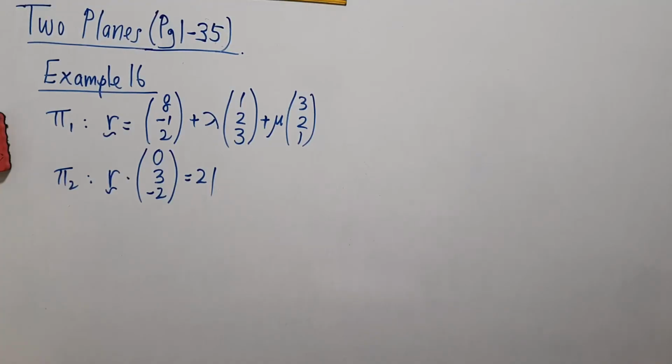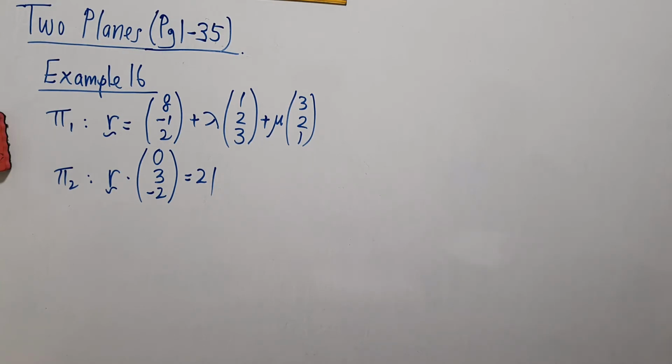In example 16, we are again presented with two equations of two planes. This time round, the first equation is expressed in the parametric form, and the second is in the dot product form. And in this question, again you're asked to find the intersecting line between the two planes.